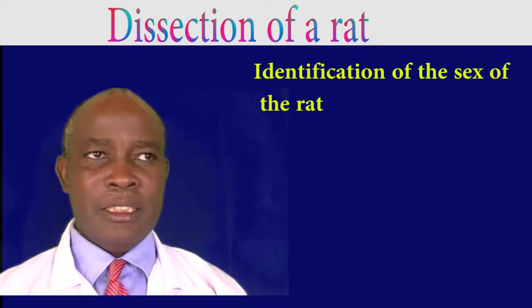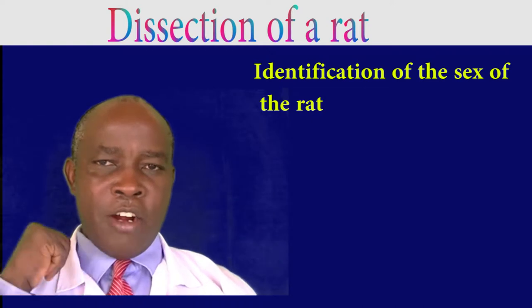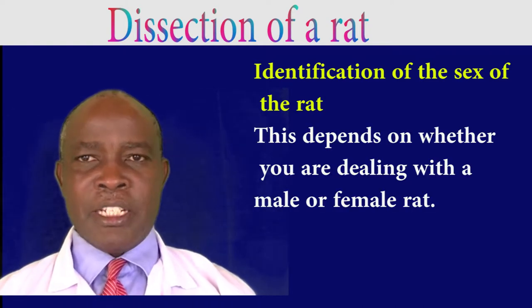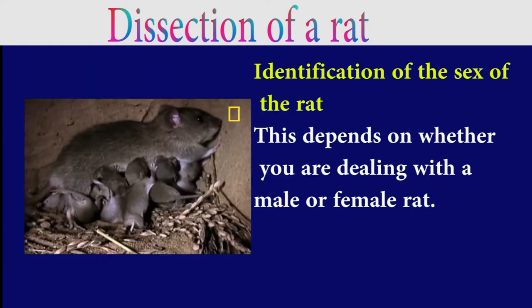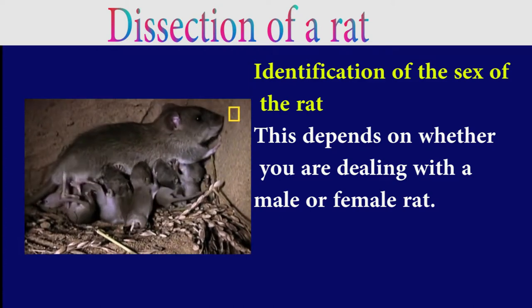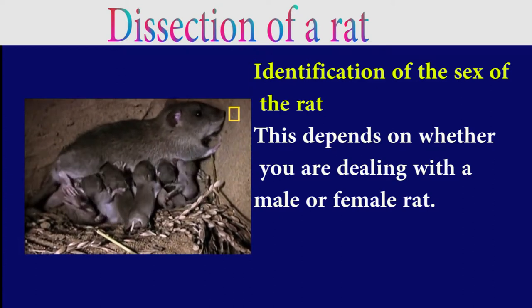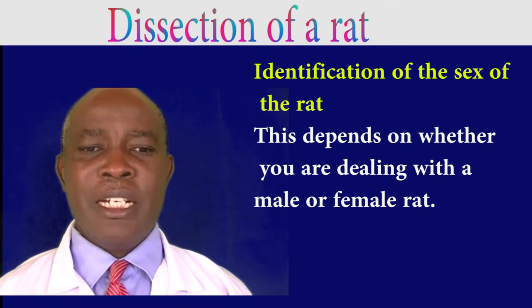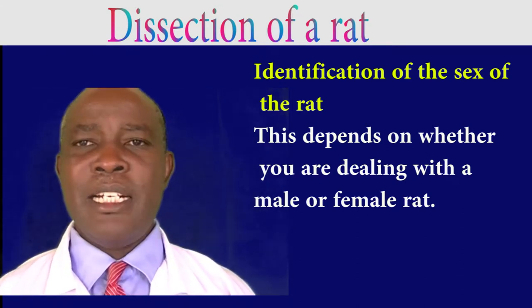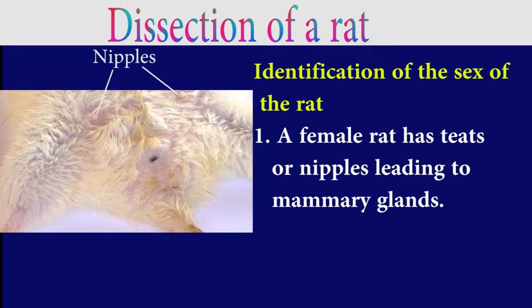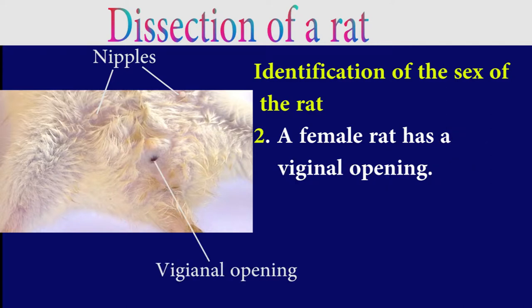Identify the sex of a rat. This depends whether you are dealing with a male rat or a female rat. Let's start with a female rat and then deal with a male rat later. A female rat has got its nipples leading to mammary glands. A female rat has got a vaginal opening.